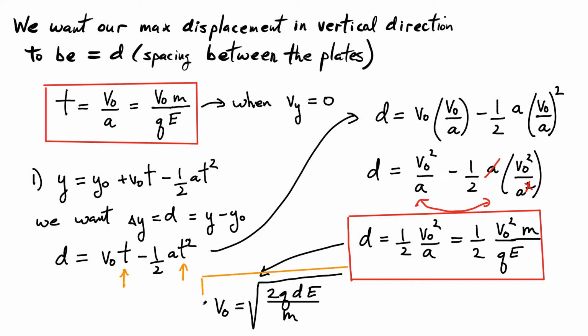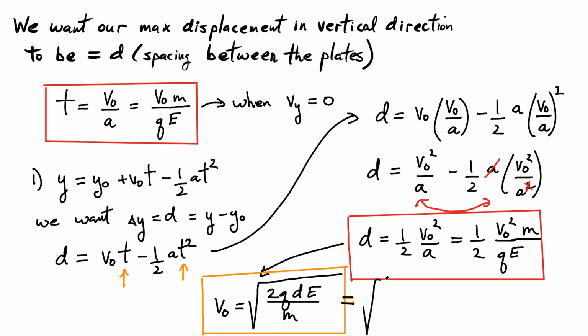So this would be the velocity such that if you give that charged particle, that proton, this velocity over here, you're going to end up with the charged particle just making it to the other side. Okay? So all you have to do now is simply substitute in the numbers. So let's go ahead and do that.